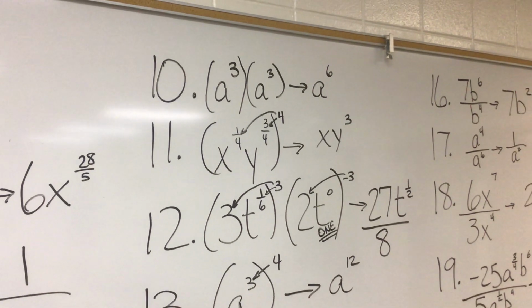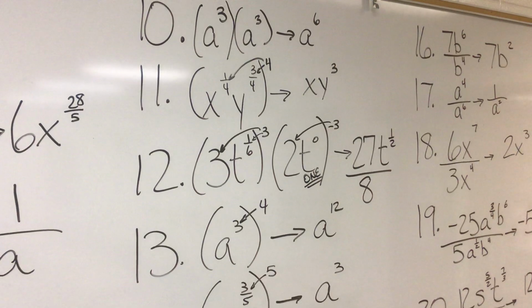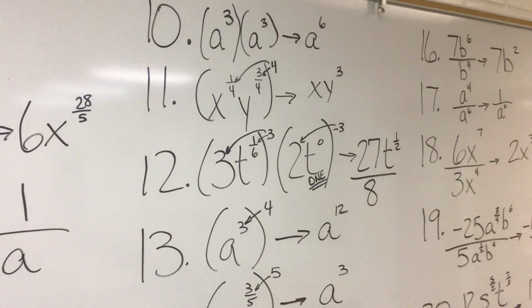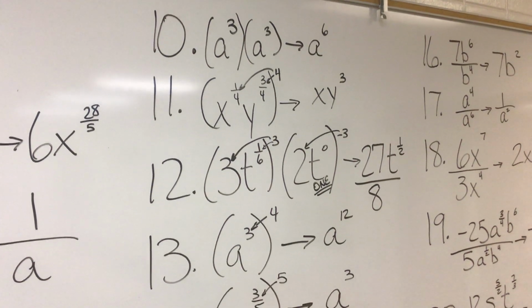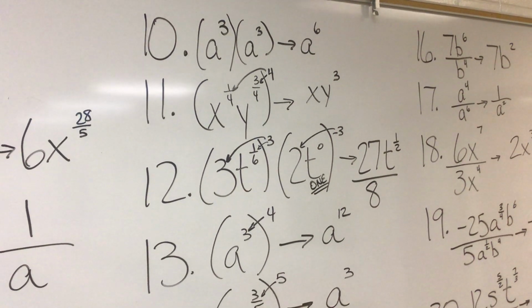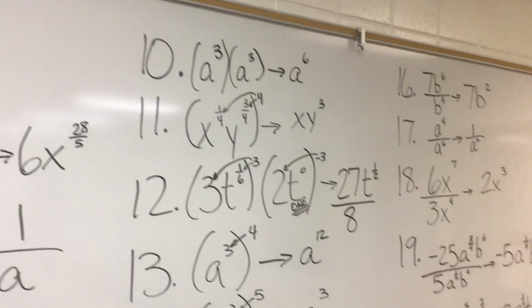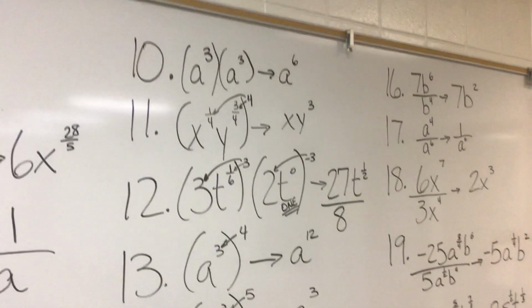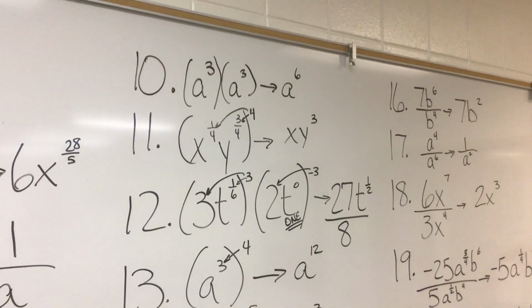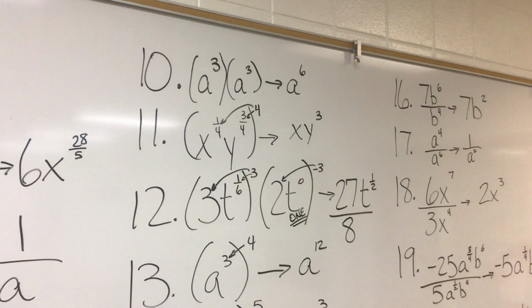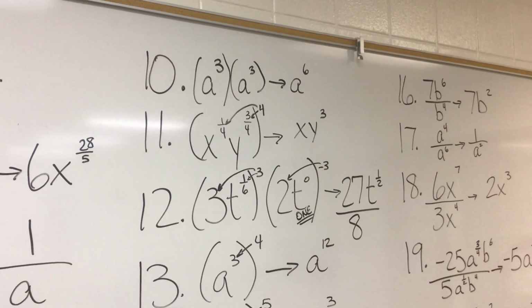Number 11, we start our section 7.4, or 7.3 rather, which was where we saw power to a power. So that x has a power of 1/4, and that is being taken to the power of 4. So that's like multiplying x to the 1/4 times itself 4 times, right? So instead of adding 1/4 plus 1/4 plus 1/4 plus 1/4, we just multiply it by 4. 1/4 times 4 is 1. So that's the exponent on our x is 1.